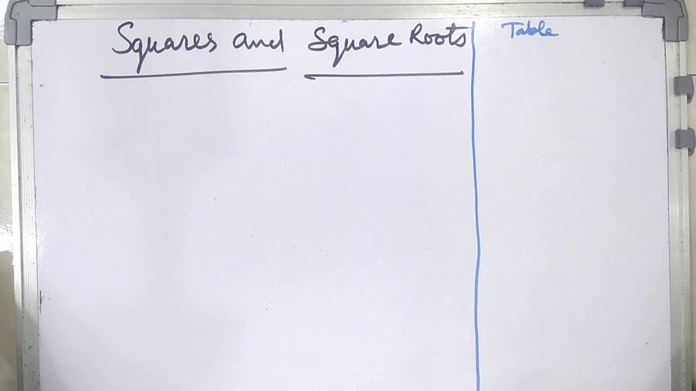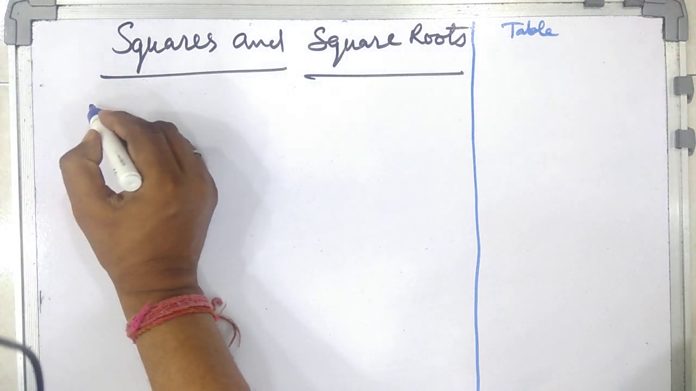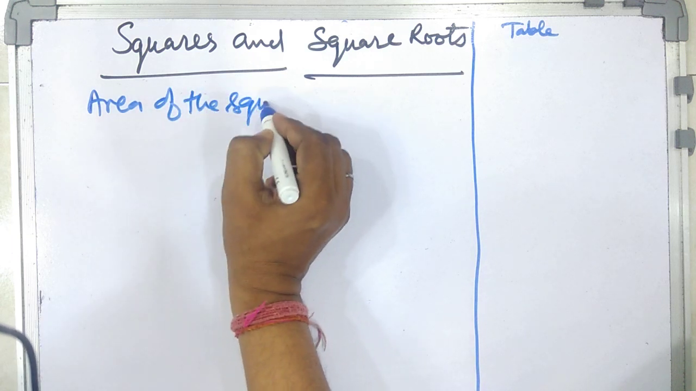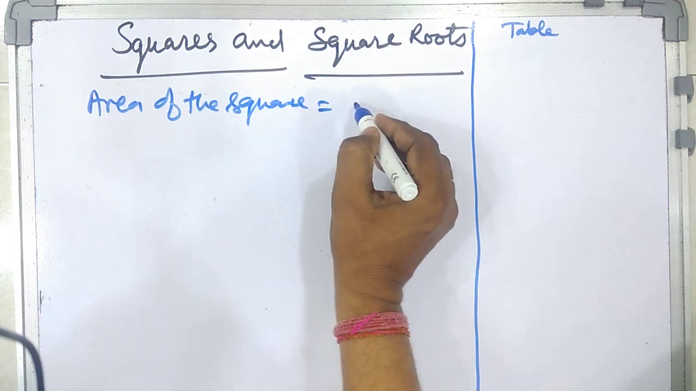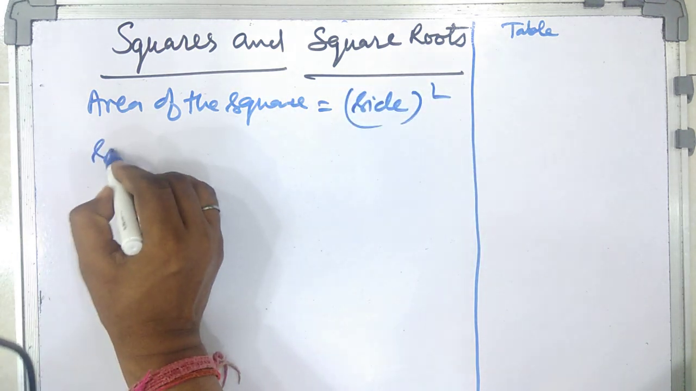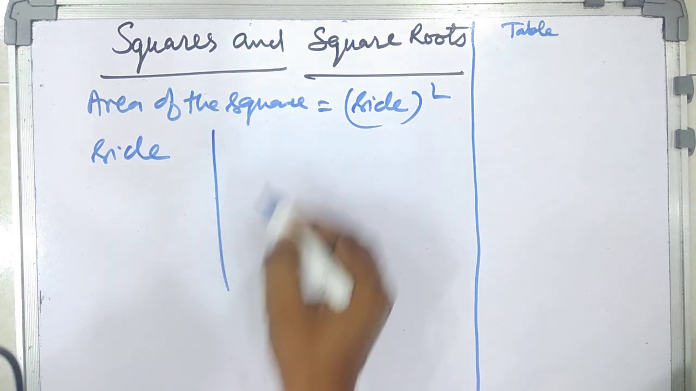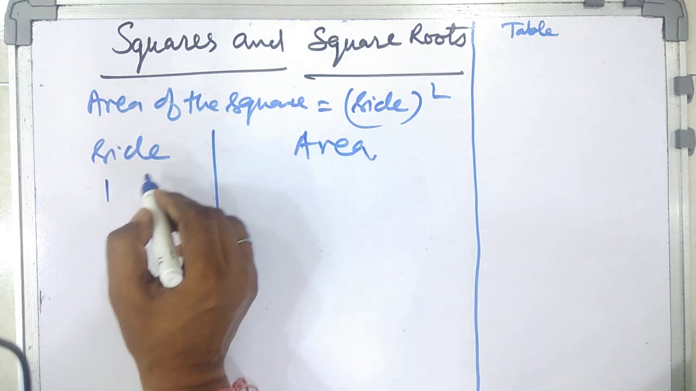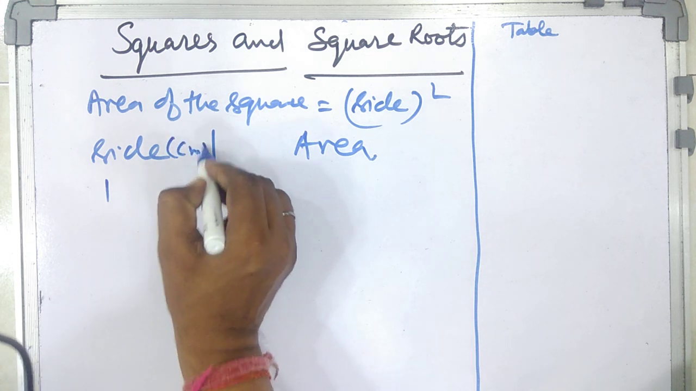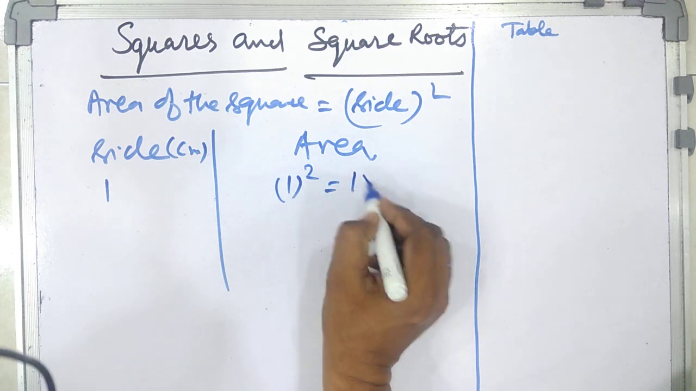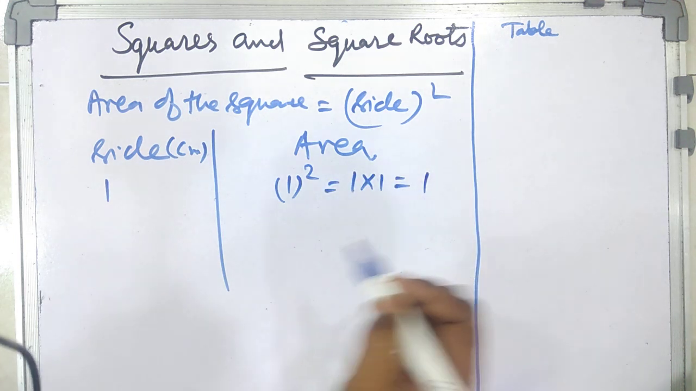You know that in previous classes, the area of a square is equal to side square. Then if the side is given, how do we find the area? If the side is 1 centimeter, then the area is 1 square, which is equal to 1 into 1.